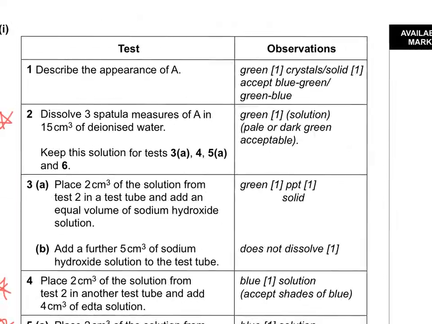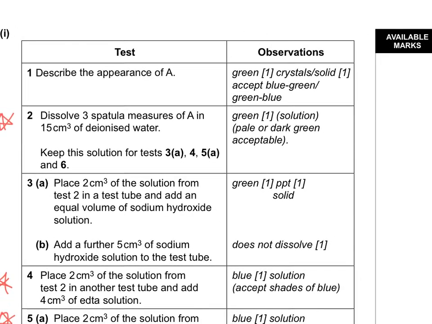What have we done here? We have taken our salt, which is a green salt to start with, and we have added water. We've dissolved it in water, and you can see we've formed a green solution. So what have we formed here? Well, we have formed the hexa-aqua complex. And by the end of all the deductions, we can work out that it's nickel that we have present. So our metal cation that's present is nickel 2+.